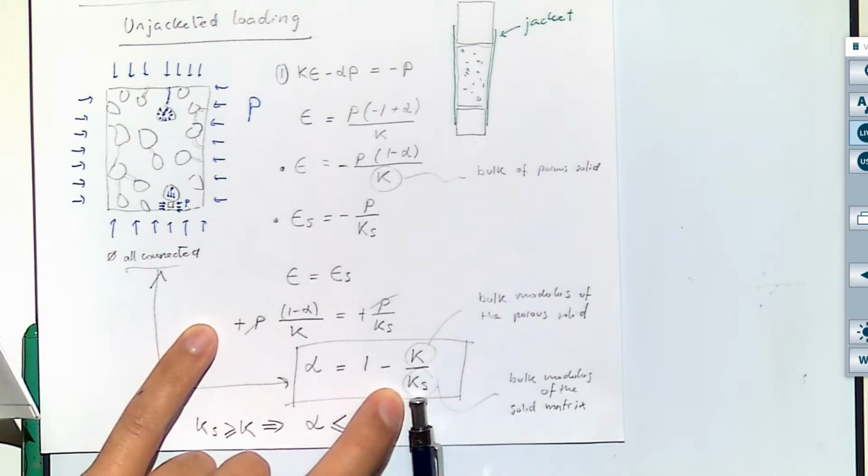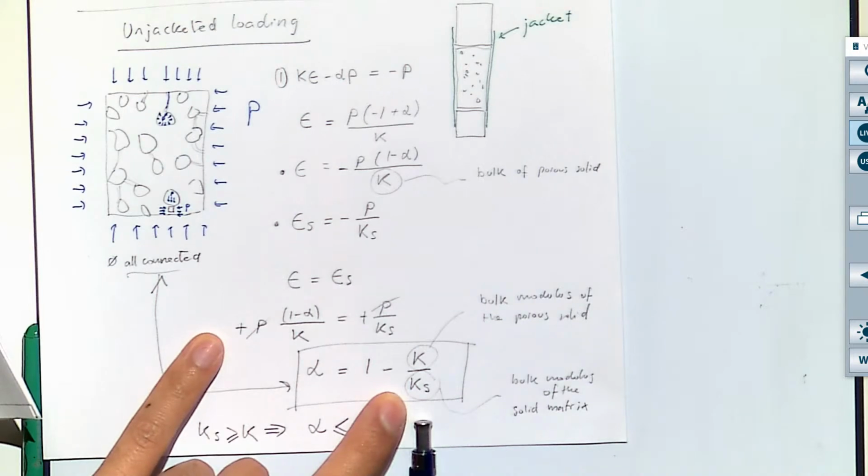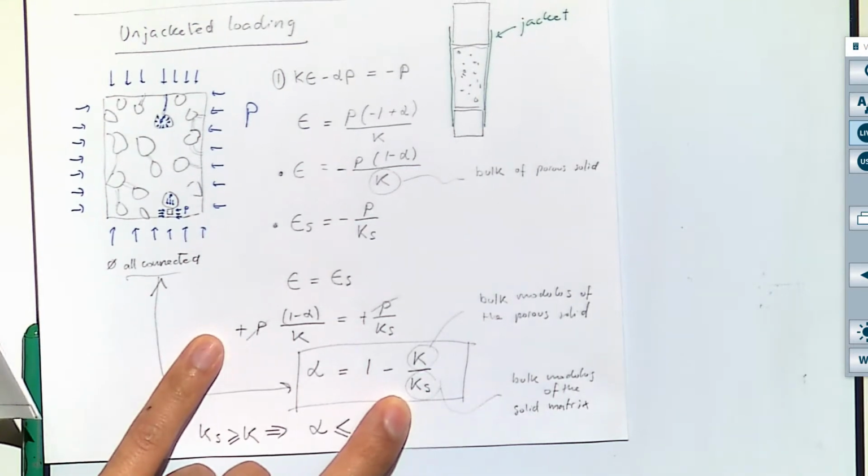The Ks of a given mineral, okay? We'll see later how to compute this Ks for a porous solid. But if you have a rock which is 100% quartz, and with all connected porosity, your Ks is going to be the Ks of quartz.